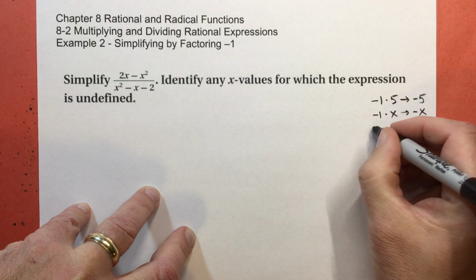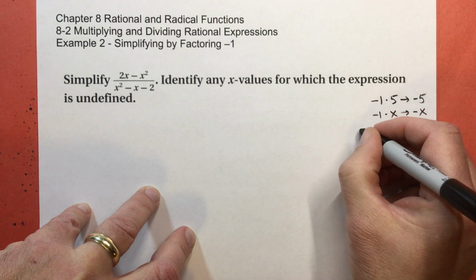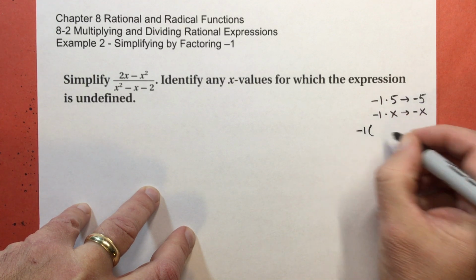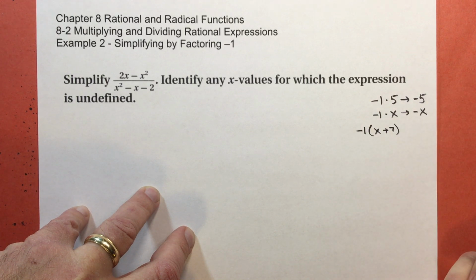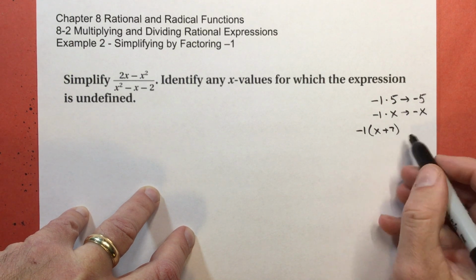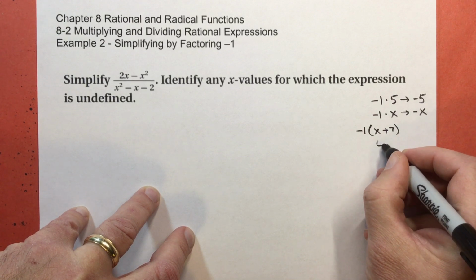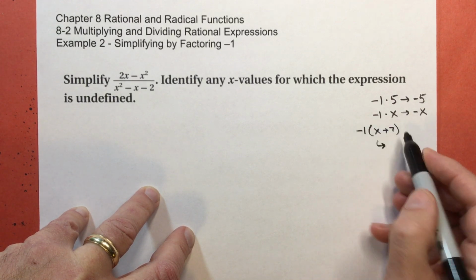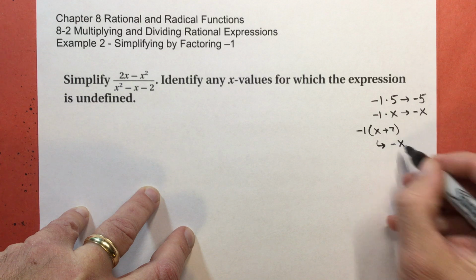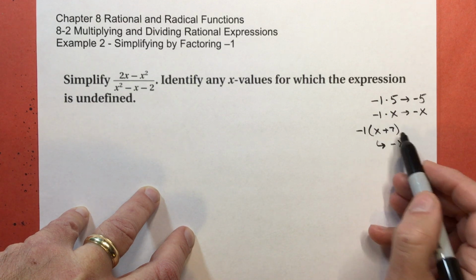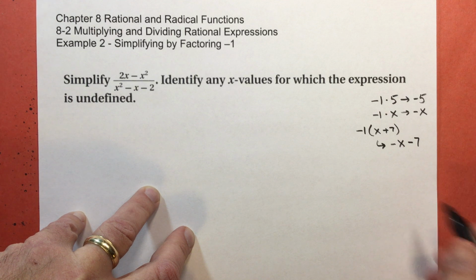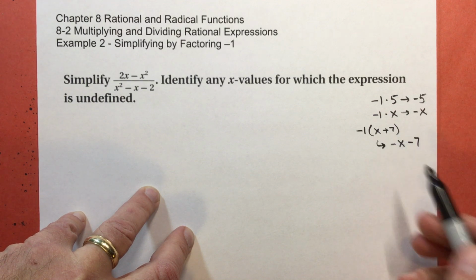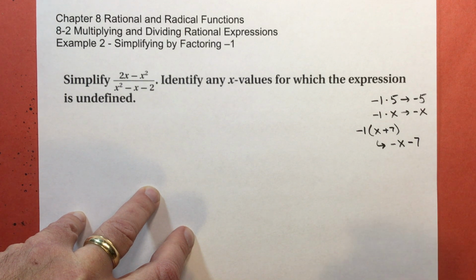But what happens if I do this? -1 times, let's say, x plus 7. This becomes -1 times x, which is the opposite of x, and -1 times 7, which is the opposite of 7. All right, that's the distributive property. That makes sense. But check this out.